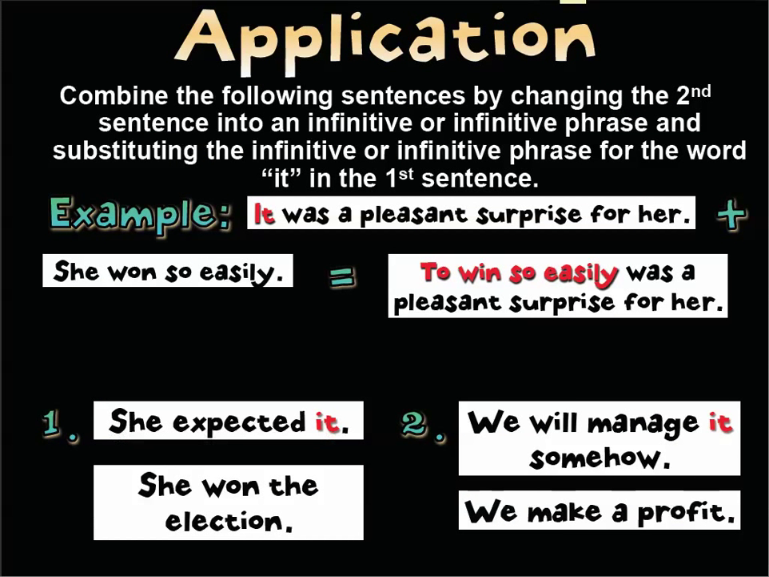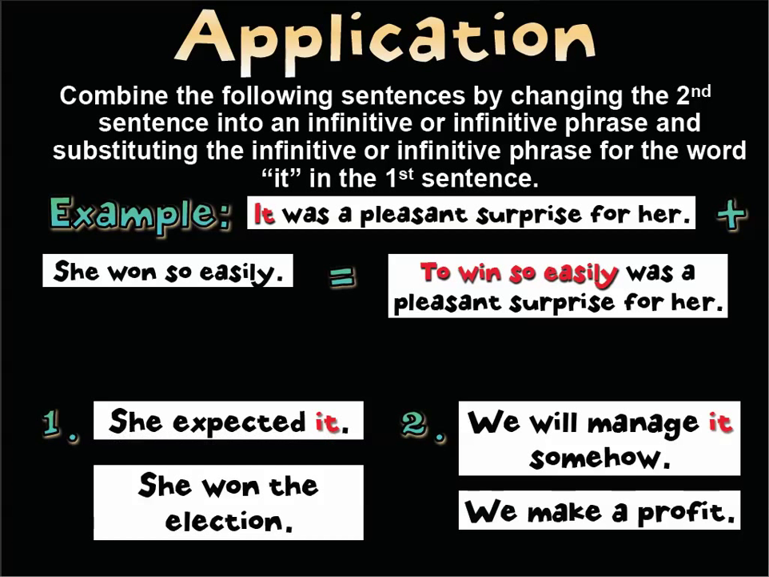Flip your paper over again for this next activity. For this one, you need to combine the following sentences by changing the second sentence into an infinitive or an infinitive phrase and substitute the infinitive or the phrase for the word it in the first sentence. So the example is, it was a pleasant surprise for her. The other sentence is, she won so easily.